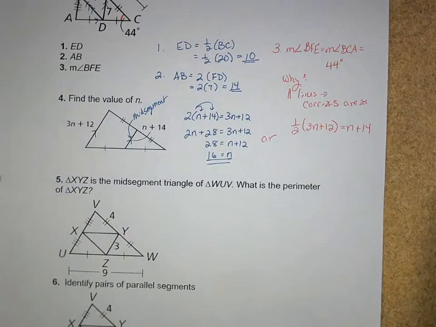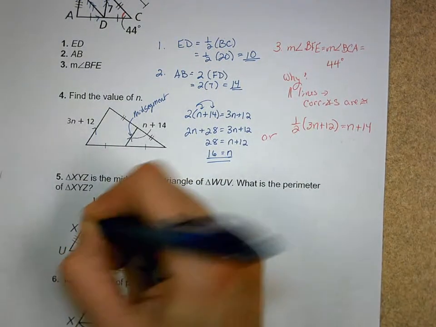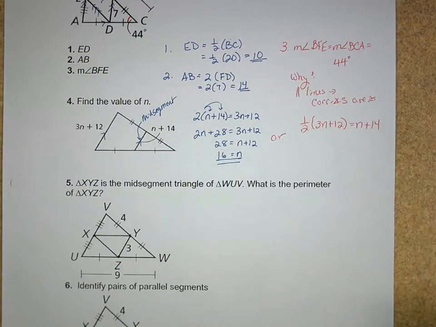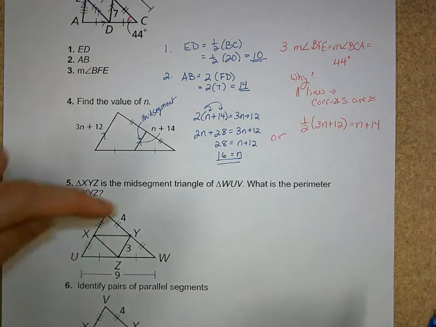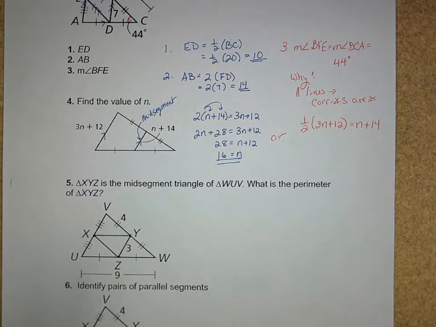All right, let's look at the next one here. On number 5, it says triangle XYZ is the mid-segment triangle of triangle WUV. What is the perimeter of triangle XYZ? Now, first of all, this means all of these segments are midpoints, and so those are all mid-segments. So they're all parallel to a side, and they're always half the length. Now they want to know the perimeter. What's the perimeter of the small little mid-segment triangle? Well, if I know the length of the sides, I should be able to get that.